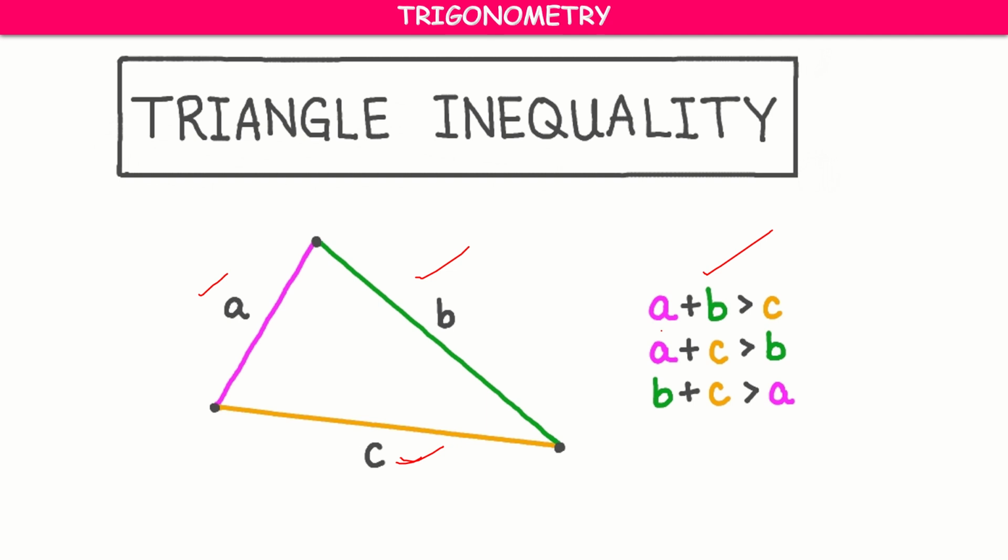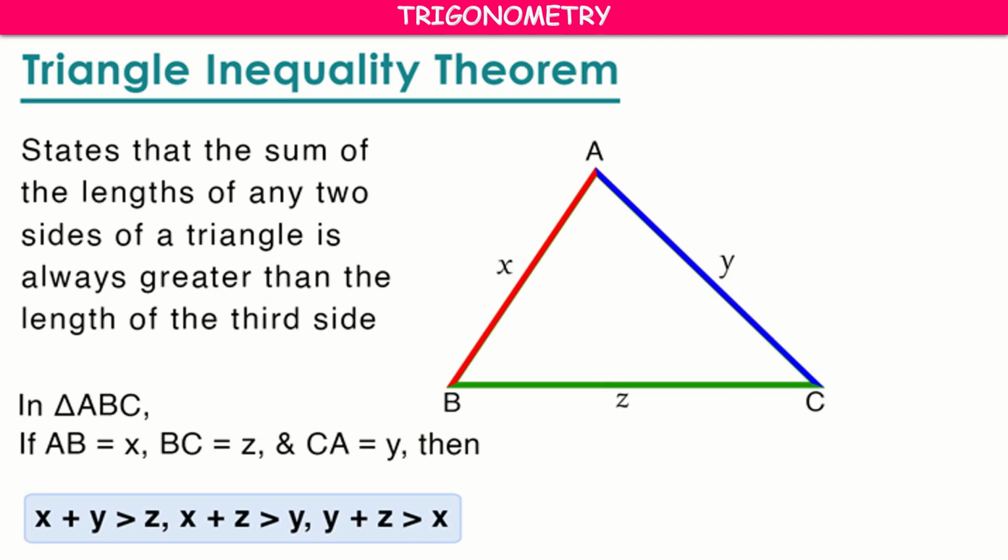Observe here, A plus B is greater than C, A plus C is greater than B, and B plus C is also greater than A. So we can say the sum of any two sides must be greater than the third side. Then we can say it is triangle inequality. Next, the triangle inequality theorem: just the sum of any two sides must be greater than the third, again we are showing here.